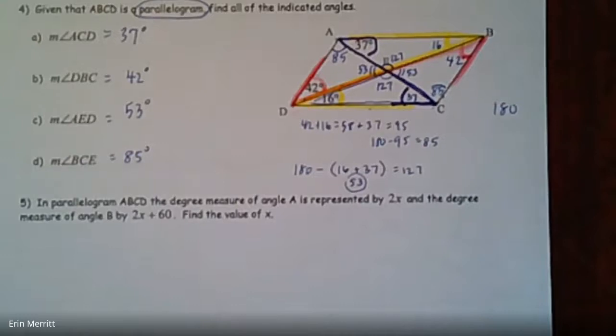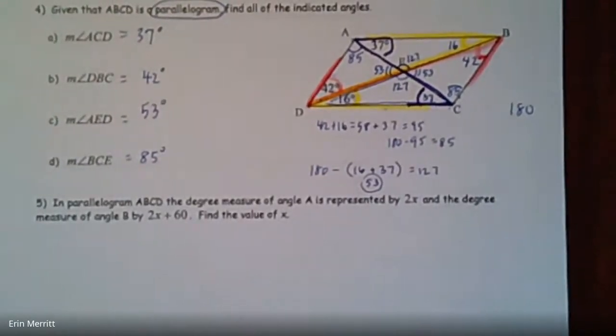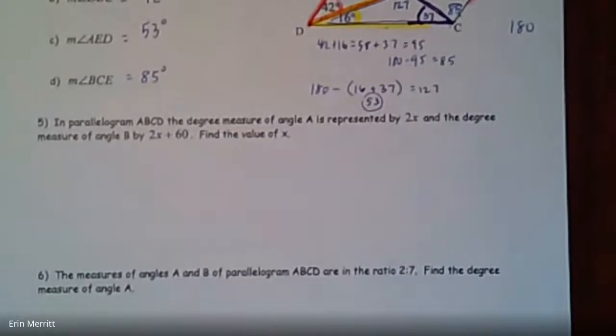But just keep in mind, if you're not sure how to find the one they're asking you for, ask yourself: can you find one alternate interior? Can you find a vertical angle? Can you find a triangle sum that's 180? And just let the numbers keep on falling into place.